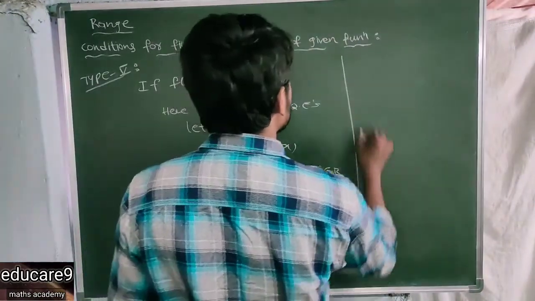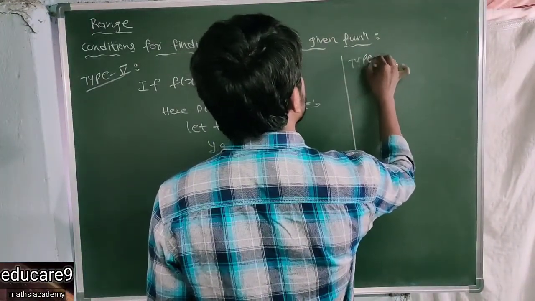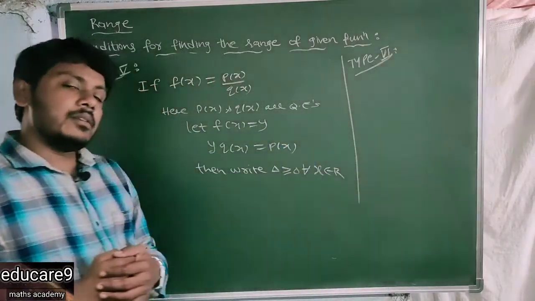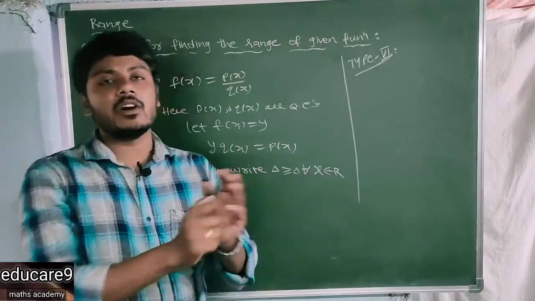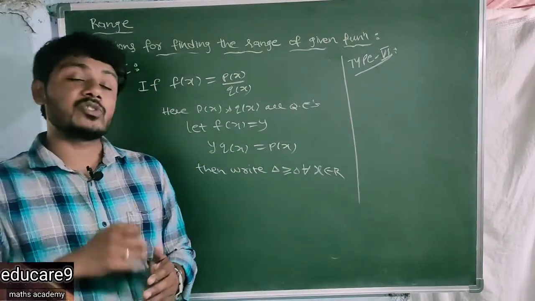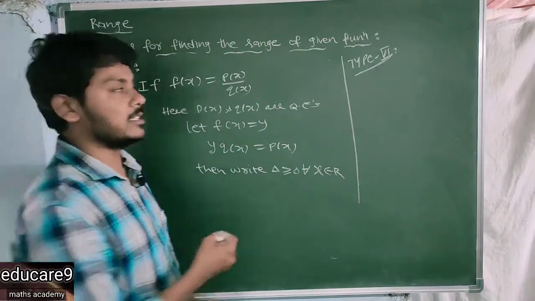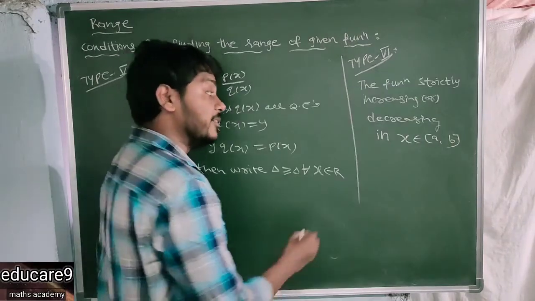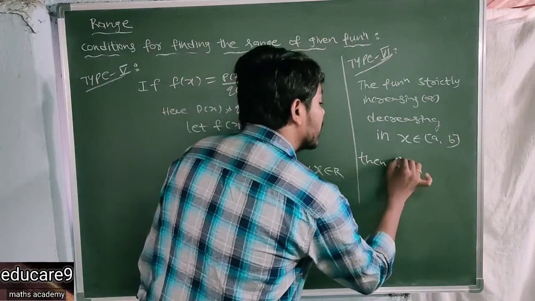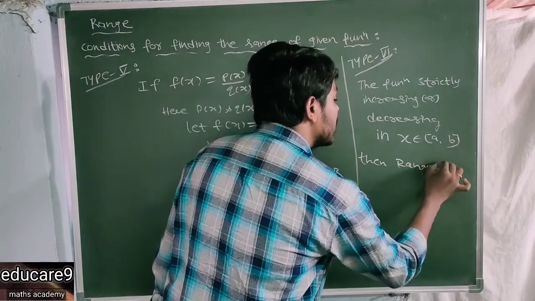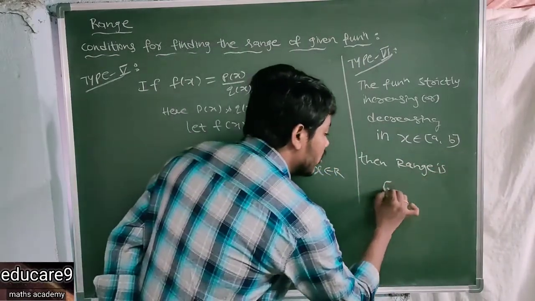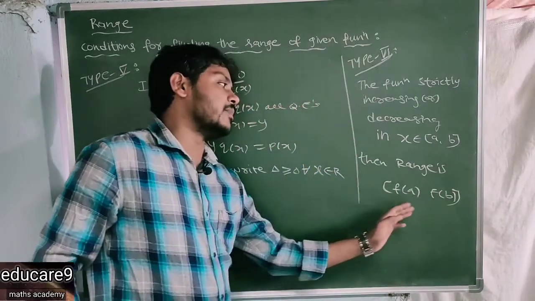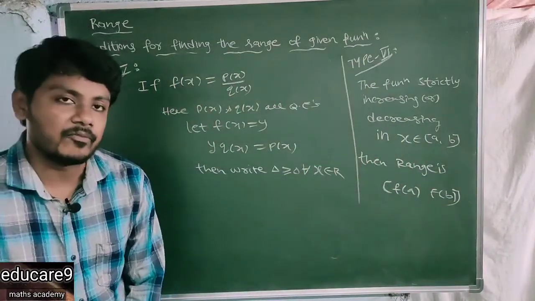Now type number 6. Here, if the function is strictly increasing or strictly decreasing, meaning the first derivative is positive, then the range is, so what is the range? The closed interval f of a comma f of b. So these are the minimum and maximum values of the given function.